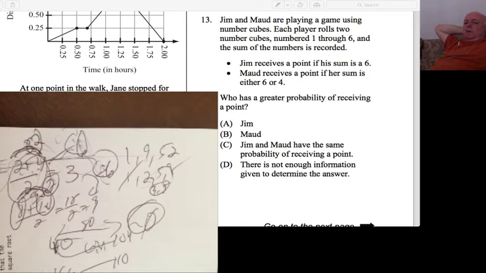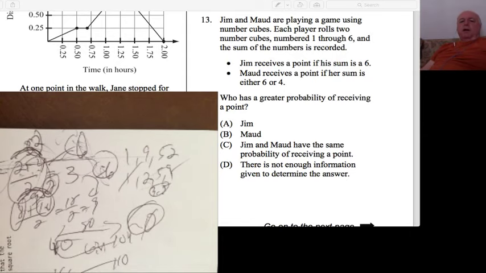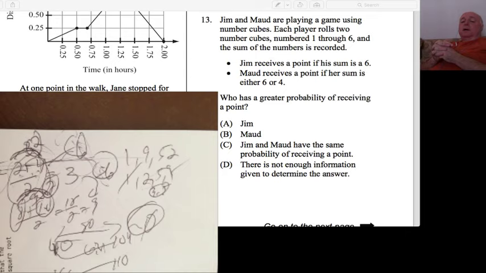So who has the greater probability of receiving a point? Well, I just answered that. It's Maud. Okay? Yeah, 13 is B. All right, so this is really a logic problem. You can run through the stats. It just gets ugly, and you're going to see that because the math is uglier.